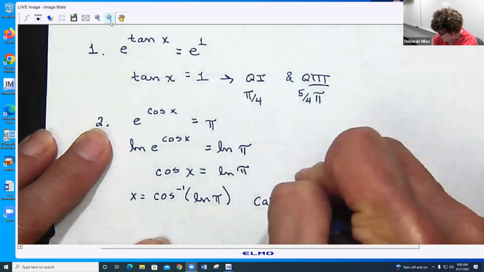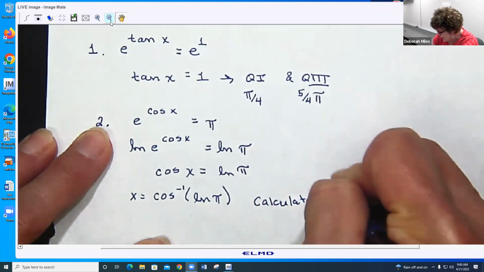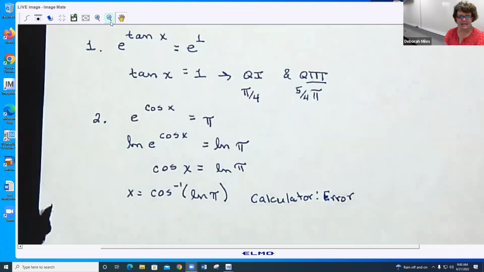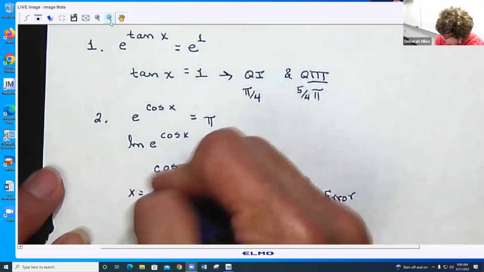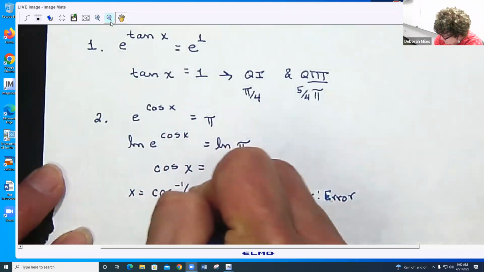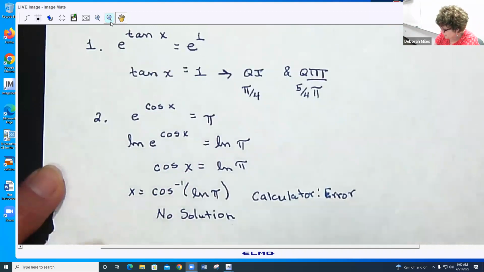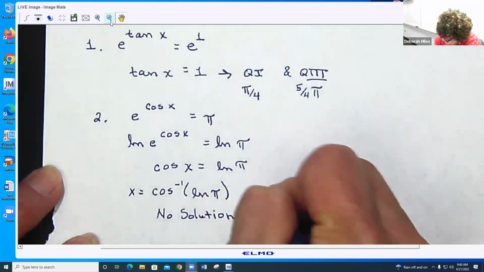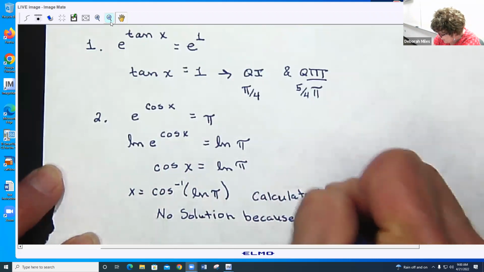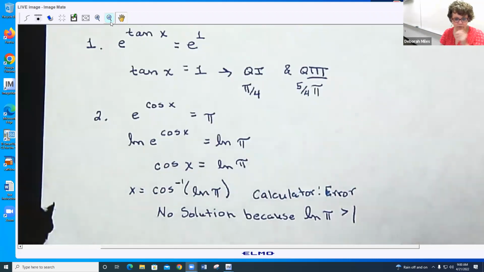When your calculator says error, that either means you've misentered something or you're asking the calculator to do something that there's not a solution to. Well, here, there's no solution because natural log of pi is bigger than 1. There is no angle whose cosine is bigger than 1.